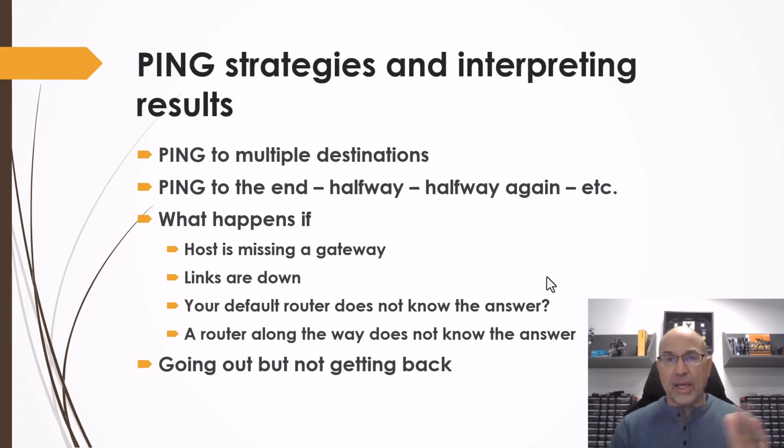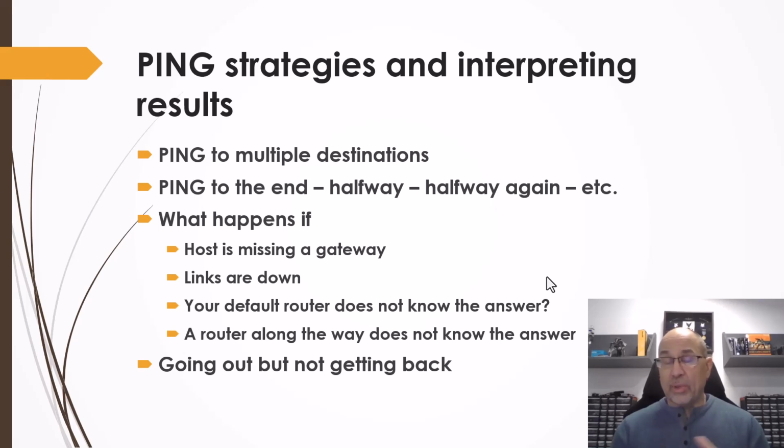Can I ping anything else that I might get to or might need to get to? And so these are ways to help narrow down where the source of the problem might be. So we're going to try to go over a couple of scenarios here in the demo, right? What happens when a host is missing a gateway? What happens if links are down? What happens if your router doesn't know the answer to the destination?